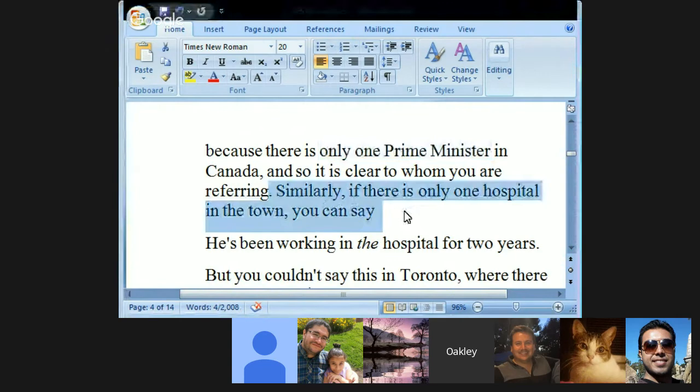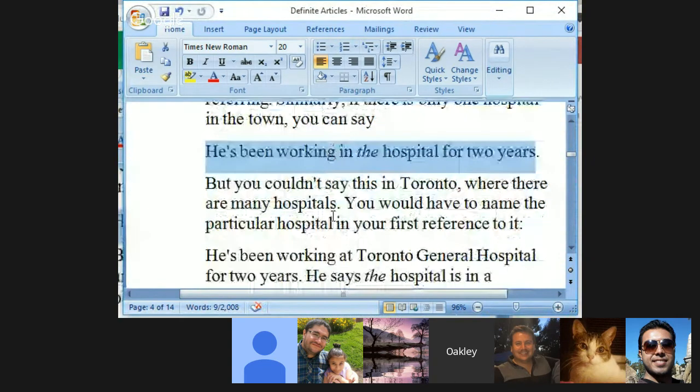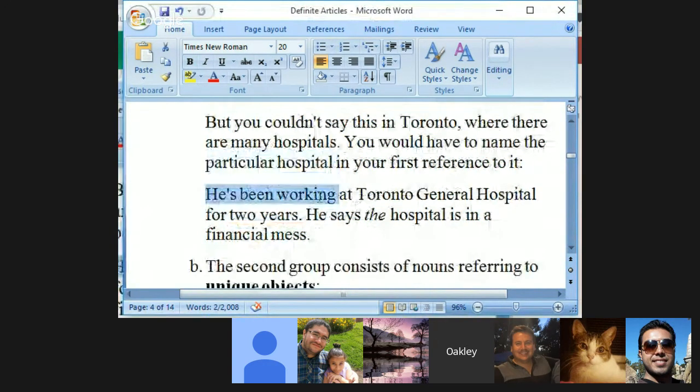Similarly, if there's only one hospital in town, you can say he's been working in the hospital for 2 years. However, if you live in a city that has many hospitals, you really can't say that without defining it a little more clearly. So you might do that by naming the particular hospital. For example, he's been working at Toronto General Hospital for 2 years. He says the hospital is in a financial mess. So there you go.